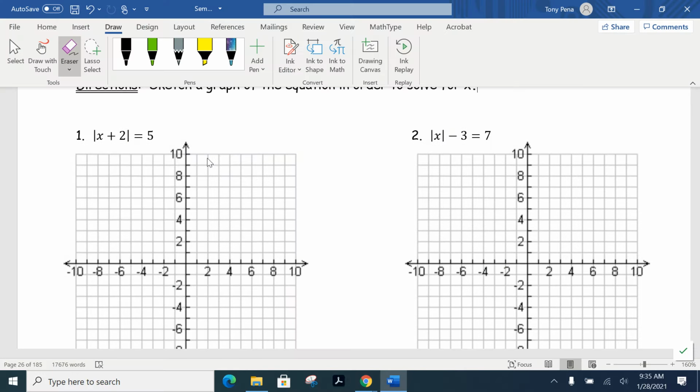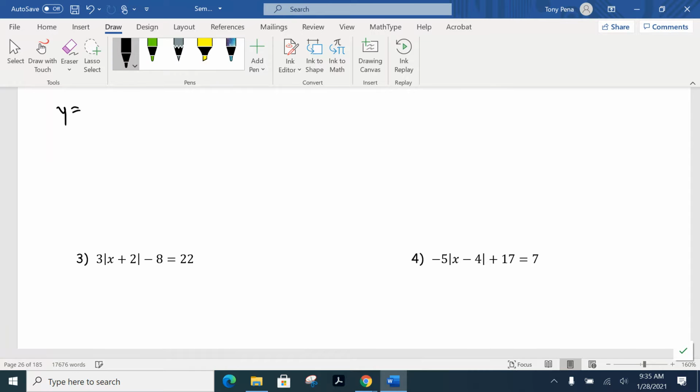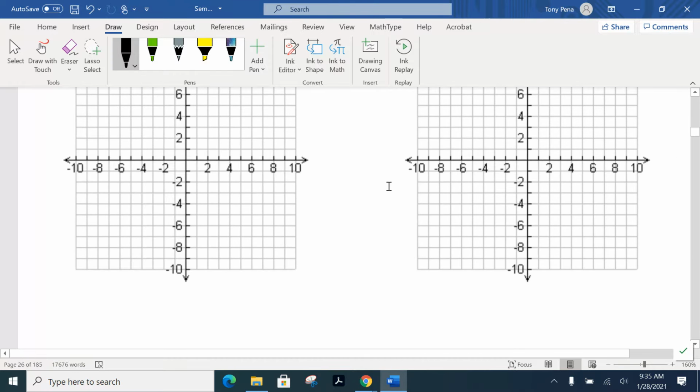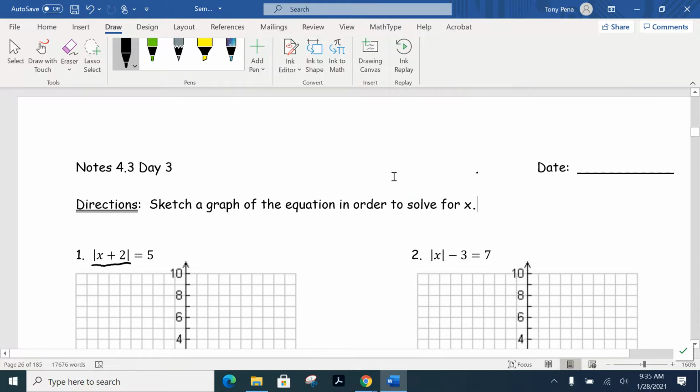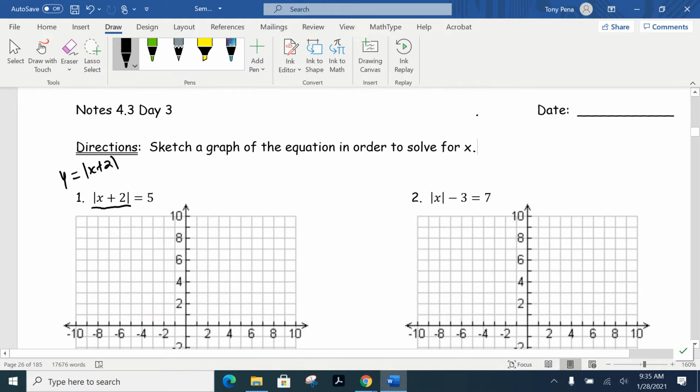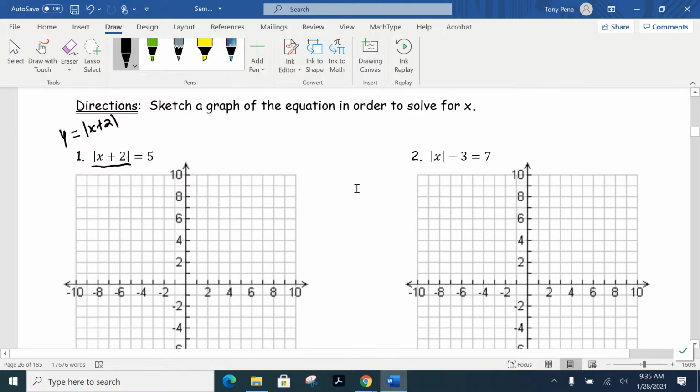What we're going to do is think of this as two different graphs. So one of our graphs is this guy. Think of that as y equals the absolute value of x plus 2, and graph this. This is what we did yesterday on your quiz, and now we're going to do this in the context of these problems.